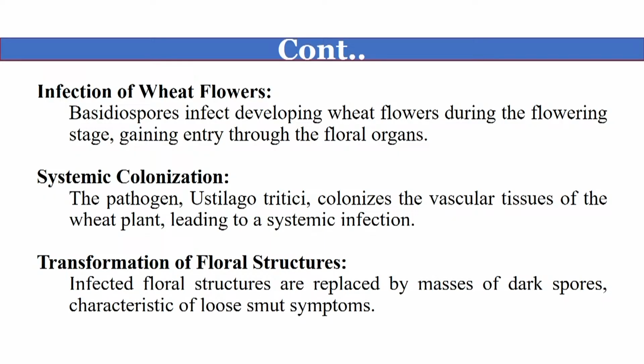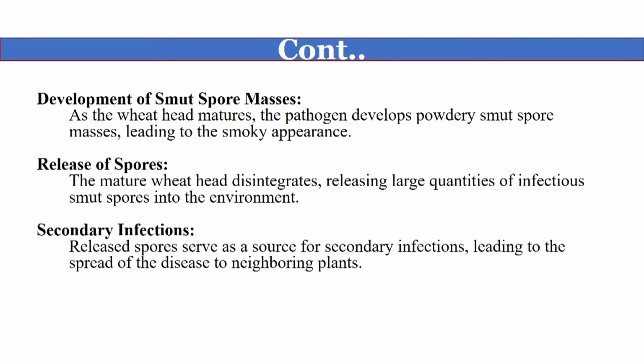And in floral infection, floral structures are replaced by masses of dark spores, which is characteristic of loose smut symptoms. As the wheat head matures, the pathogen develops in the form of powdery smut spore masses, leading to a smoky appearance also. Then the mature wheat head disintegrates and releases a large quantity of infectious smut spores into the environment, which is the source of secondary infection, spreading by air to neighboring plants.